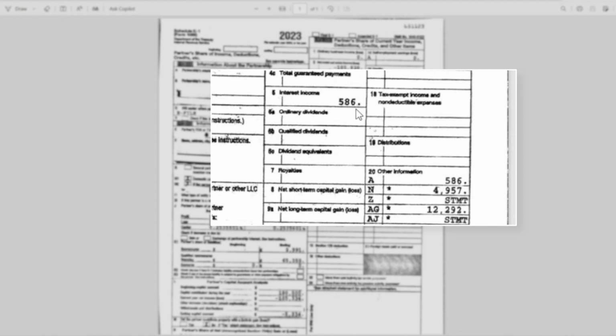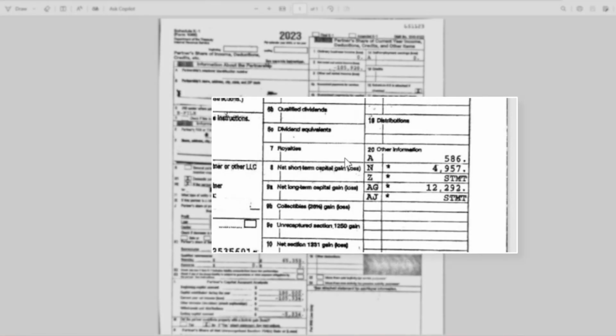You may owe taxes on this small amount of interest from either reserves or other sources. Now let's skip over here where there's other information, 20A, that 586, again, this just repeats this interest income. In the $4,957, this shows you your share of the loan that the partnership took out, the non-recourse debt. Okay, so this is used by your CPA.